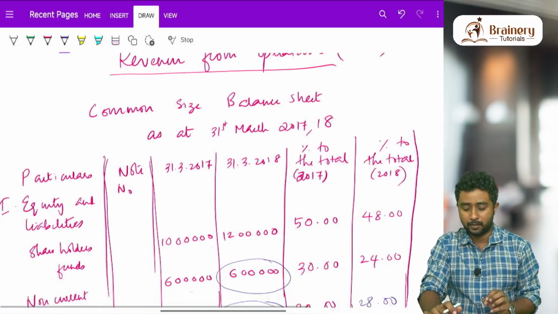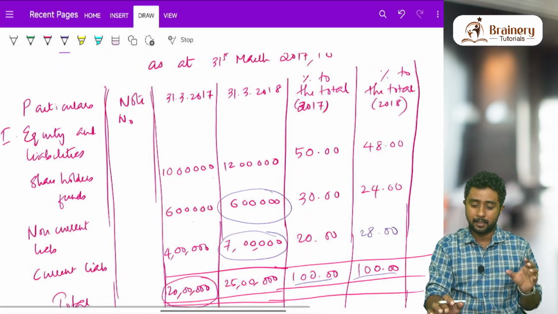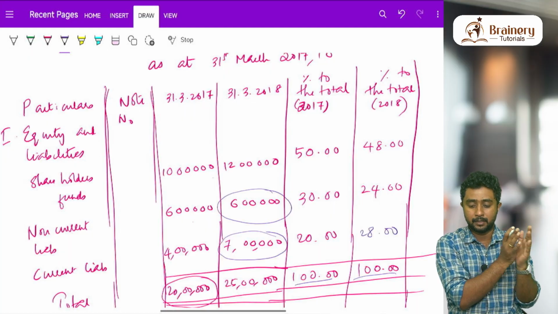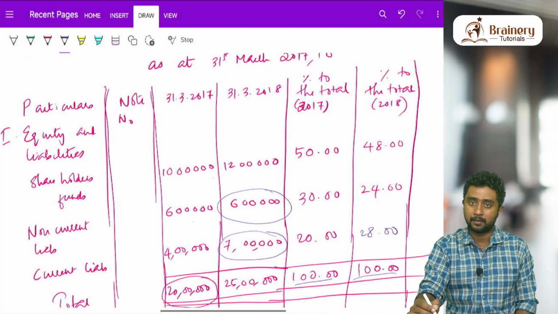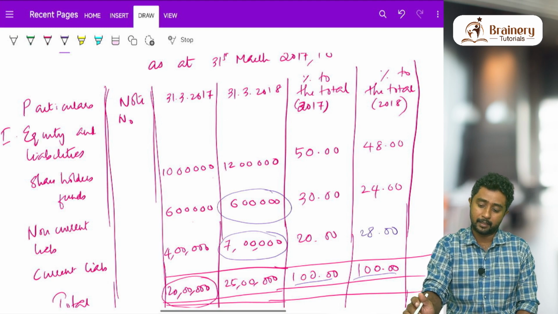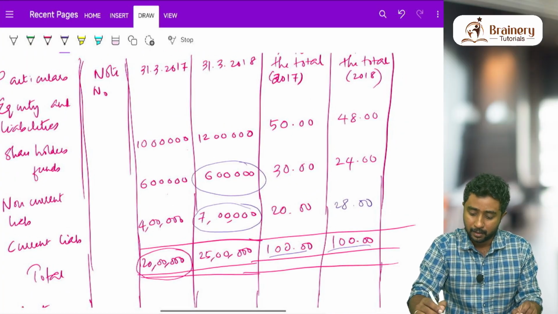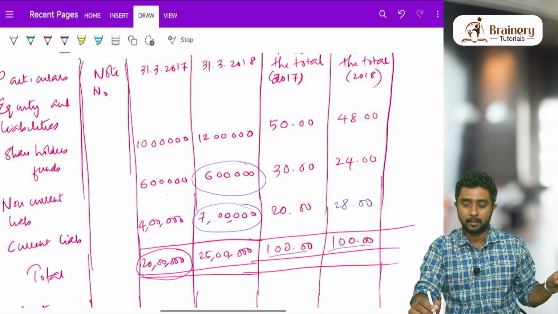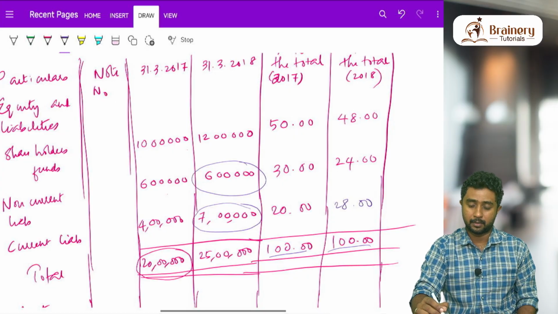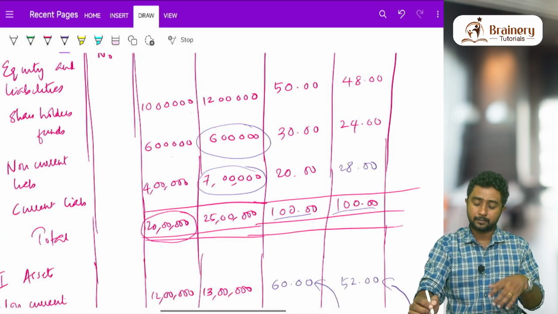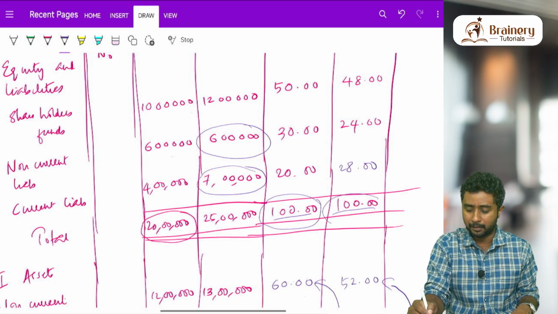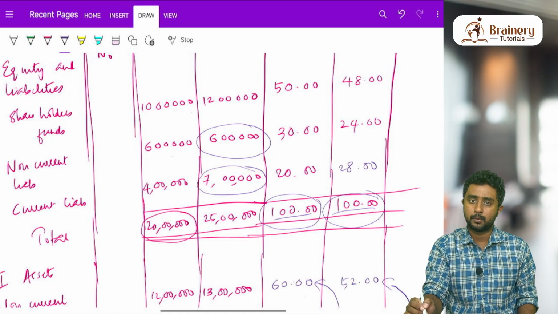Nothing, very easy. You just have to copy the amounts. You just have to rearrange the columns, with the previous year first, followed by the current year, then the percentage of the total of the previous year, and the percentage of the total of the current year, and you just have to do the calculations. When you are writing percentages, make sure that you write at least 2 digits after the decimal point. Even if it is 0, try to mention it as 0. No need to write any percentage signs here. And the total value, which is the base value, will always be 100% only. No need to do any calculations there.